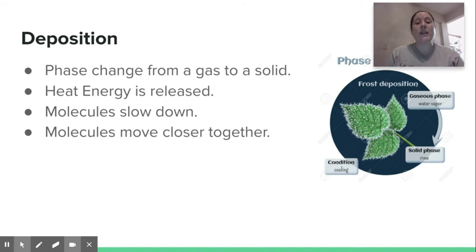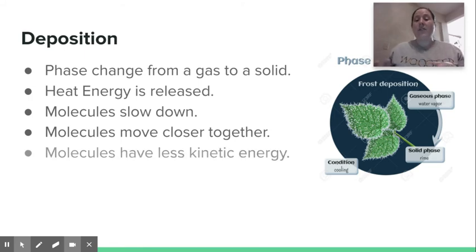So deposition is the opposite of sublimation, and it's when you go from a gas to a solid without going through the liquid phase at all. And heat energy is released. The molecules are going to slow down. They're going to move closer together, and therefore you're going to have less kinetic energy.